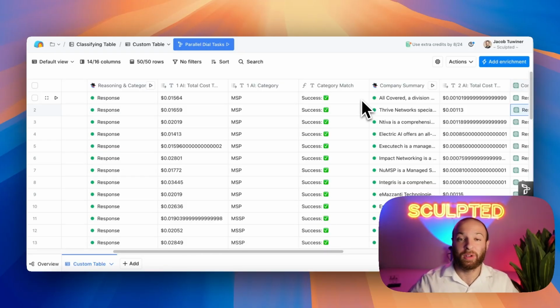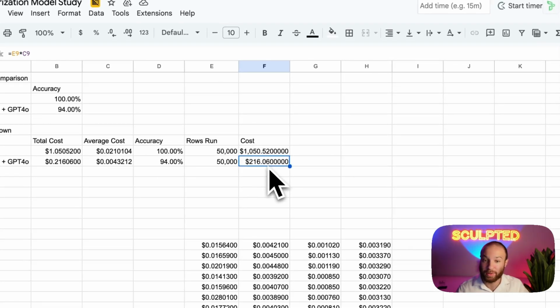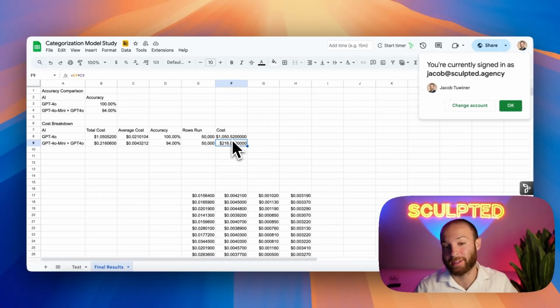This next mistake will cost you 5 times more on your Clay spend than you need to be spending for the exact same thing. We've tested this and we found that, as you can see here, for the exact same data set, you can spend either $216 or $1,000, $1,050 at that, which is about 5 times more expensive for the exact same thing for pretty much the same level of accuracy.